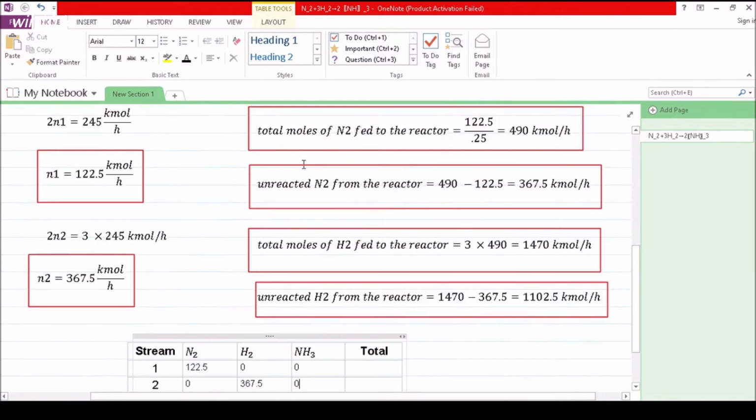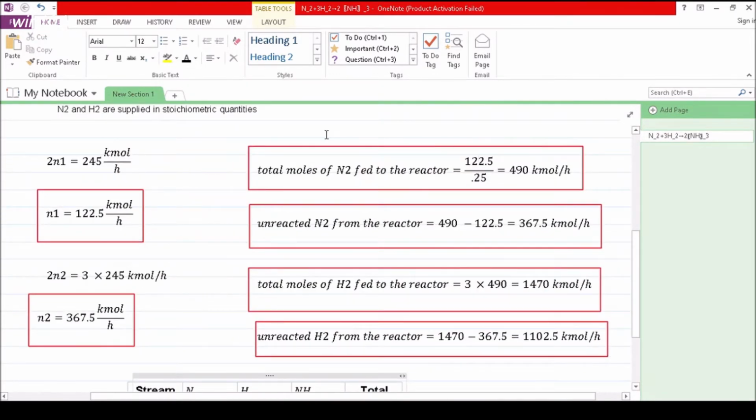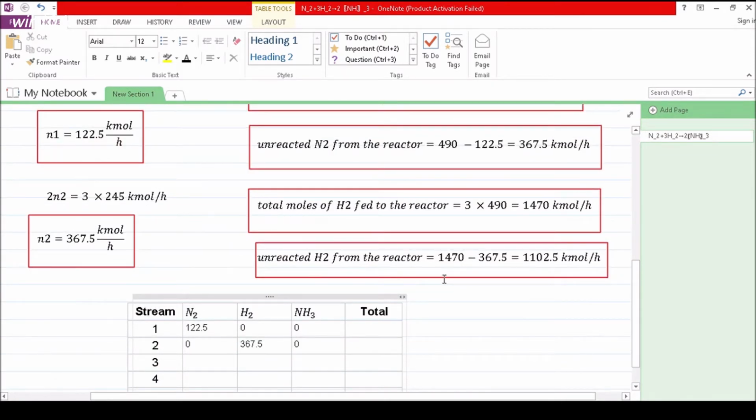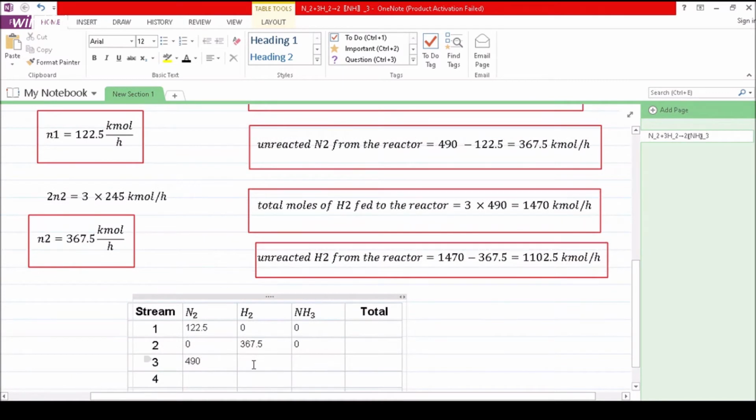For stream 3, which is the total moles being fed to the reactor, we just add these values here, the total moles of N2 and the total moles of H2, both being fed to the reactor. So we have for nitrogen 490 and for hydrogen 1470. And we still have no ammonia, which gives us 1960.